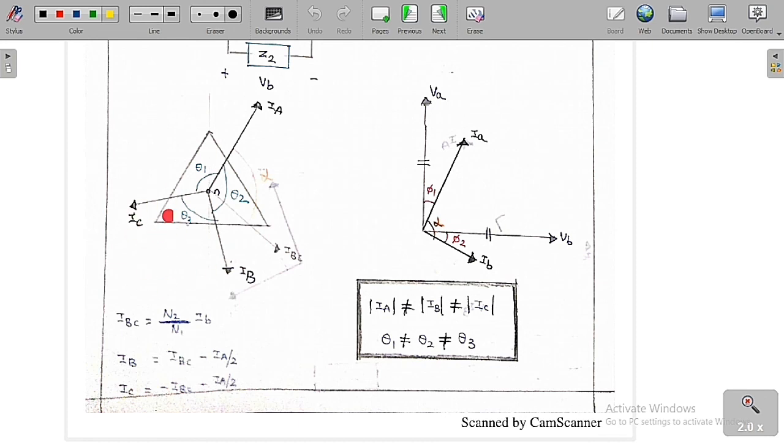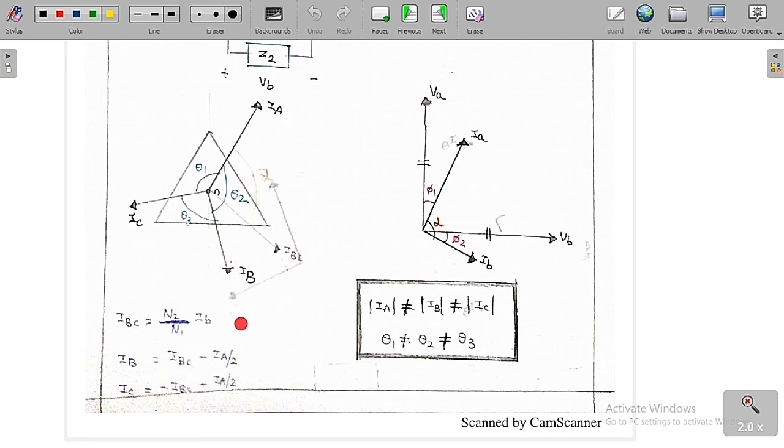So listen carefully here. This is the current IA, this is the current IB, and this is the current IC. These are the line currents, IA, IB, and IC. Then theta1 is the phase angle between IA and IC. Theta2 is the angle between IA and IB, and theta3 is the angle between IB and IC. Because of this we are going to get balanced voltages but not balanced currents.